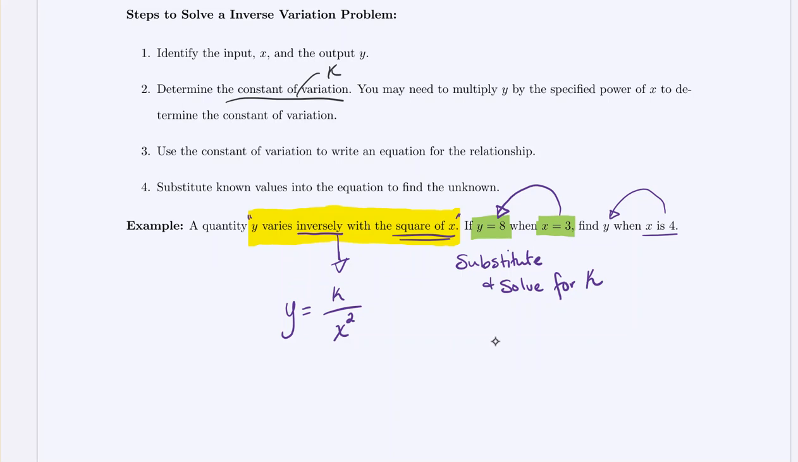So I think this would be a great time for you to pause the video and work on this first step that I outlined here. Unpause to check your work.